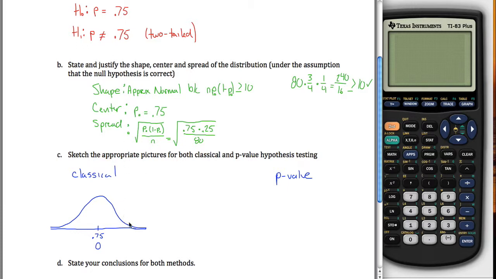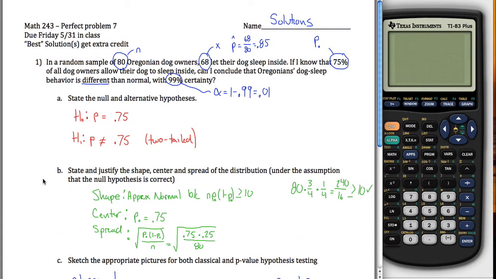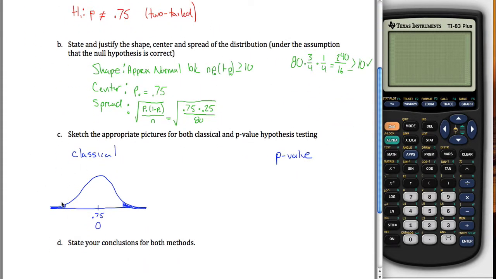This is a two-tailed test, so I'm going to have a rejection region over here and a rejection region over here. The total area of those rejection regions should be equal to alpha. Alpha is 0.01. If the total area is 0.01, then this is 0.005, and this is 0.005.